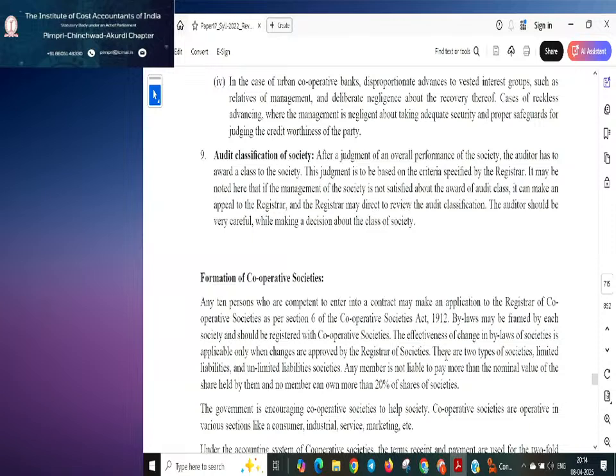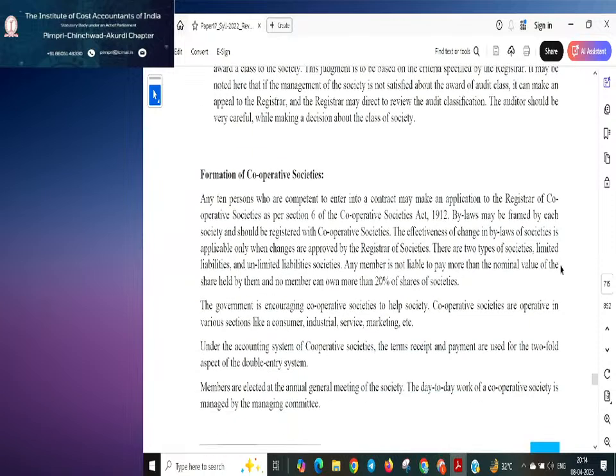Any member is not liable to pay more than the nominal value of the share held by them, and no member can own more than 20% of the share of the society. This is very, very important: the holding of shares of societies, not more than 20%. The government is encouraging all these cooperative societies, and they are operational across various sectors like consumer, industrial or services, marketing, etc.